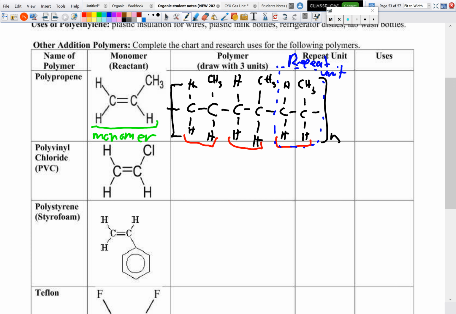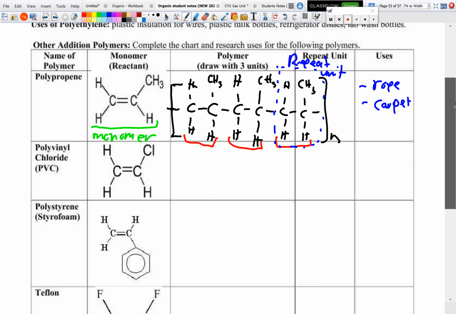That's our repeat unit right here, so you can put that in the square or in this one right here, but I'll erase this in a second and put that in so you can see it. But anyway, some of the uses that we have right here, you can always Google them, but we have rope and carpet as its two main uses.